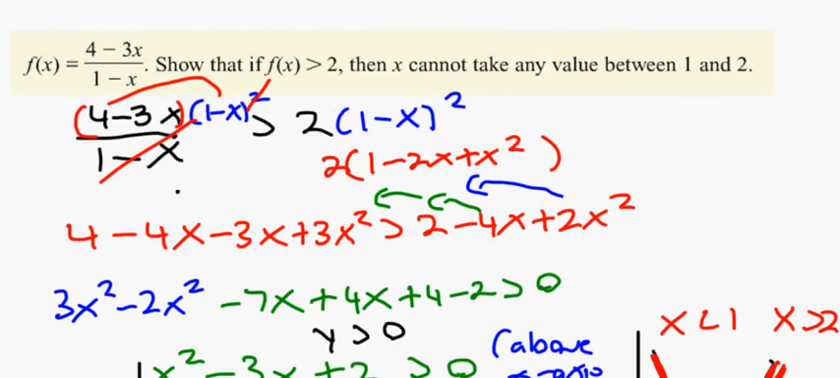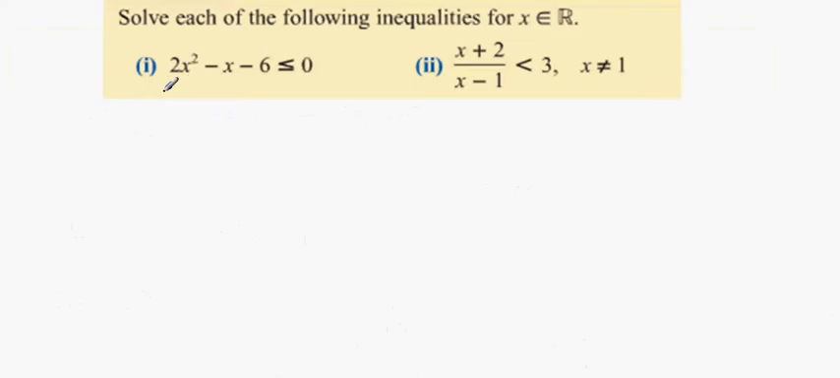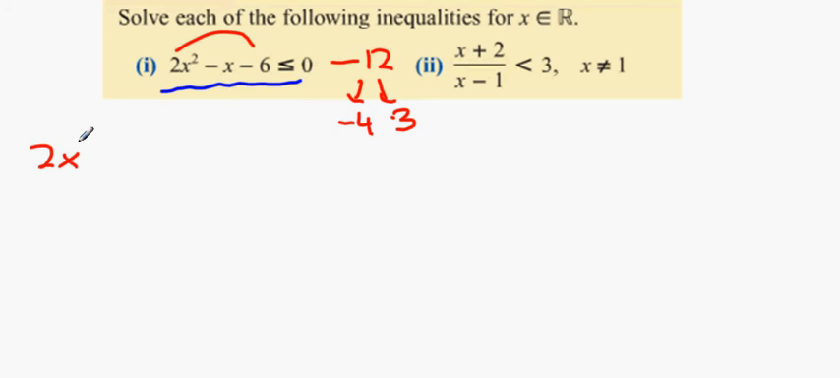Next question. Okay, solve this inequality. Once again, we're solving the inequality, and we're just going to do the reference number method here. 2 by 6 gives us minus 12. Pick two numbers that multiply to minus 12: we're going to go for minus 4 and plus 3. So we're going to get 2x squared minus 4x plus 3x minus 6 less than or equal to 0.